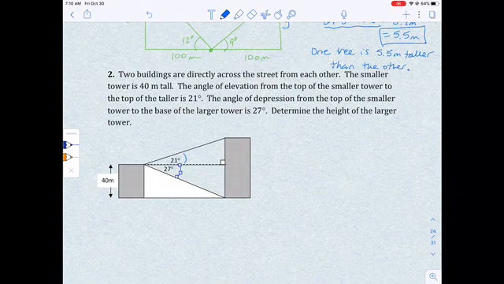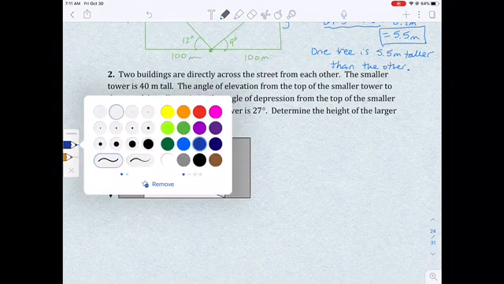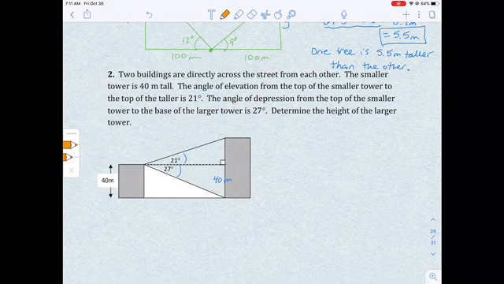Determine the height of the taller tower. So I know right away that this height here is 40, from here to here. What we're looking for is we need to find this little missing side right here. This is really our x, from here to here. Now, before we can find that, we need to find something in this upper triangle.